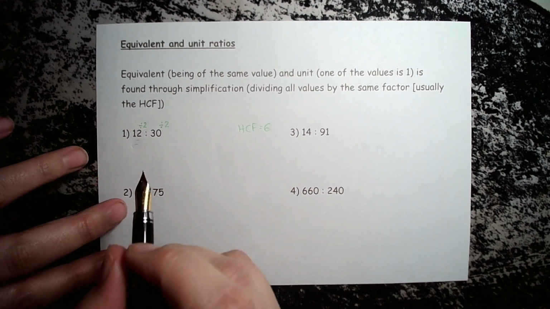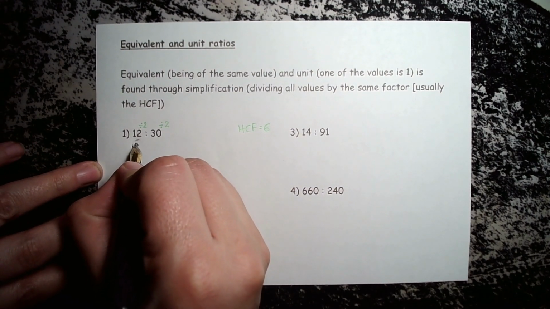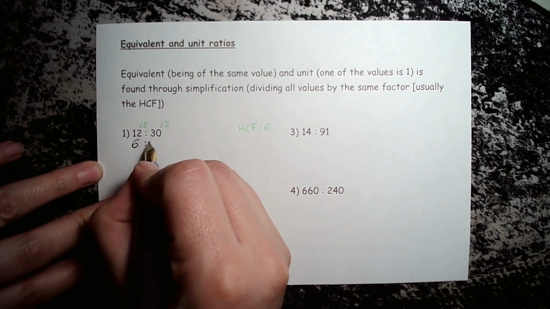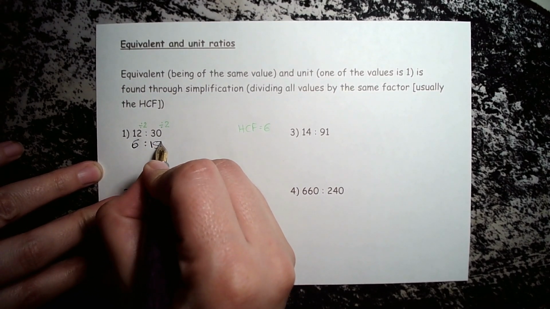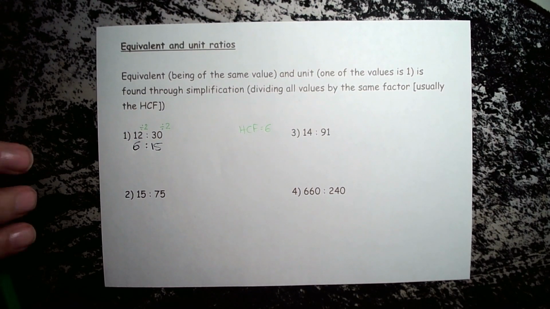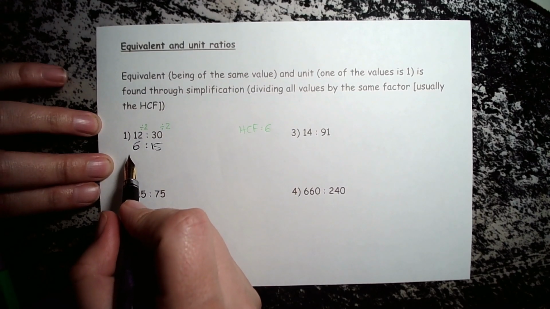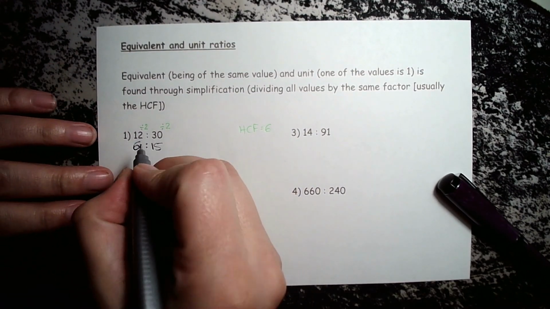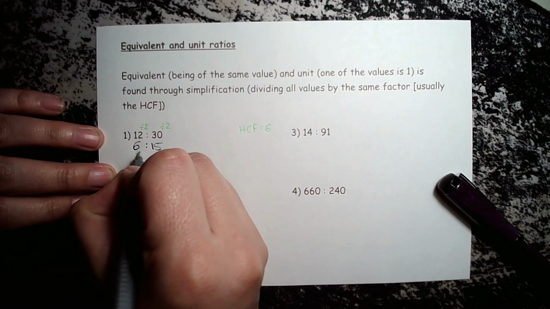12 divided by 2 is 6, and 30 divided by 2 is 15. Now we have an even and an odd number, so we will no longer be able to divide by 2. Our next prime number is 3. So 6 can be divided by 3, 15 can be divided by 3. So we make a note, color pen or pencil.